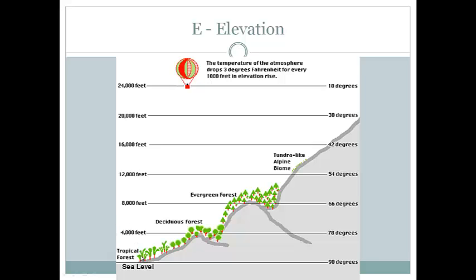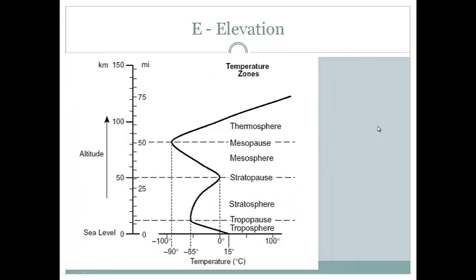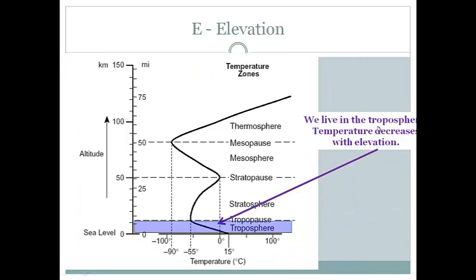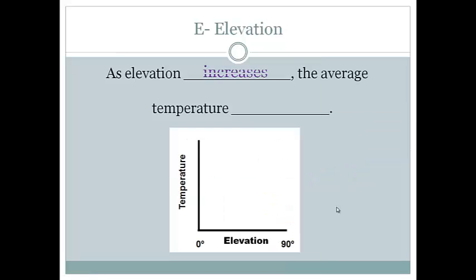Elevation has to do with the distance above the surface of sea level. So this is a diagram to show you. Down here we have sea level, and as you go up the side of a mountain, our temperatures very much decrease. So you can see up here that we have a decrease in our temperature. We live in the troposphere, and the temperature will always decrease with elevation in this zone. So as the elevation increases, the average temperature decreases.